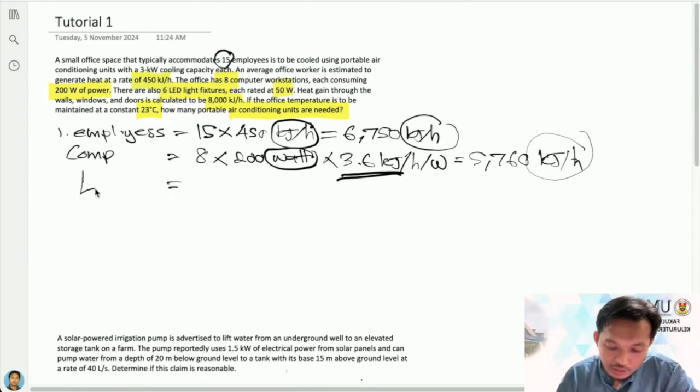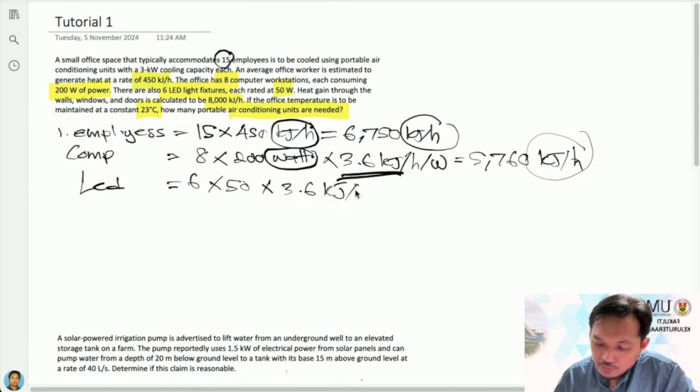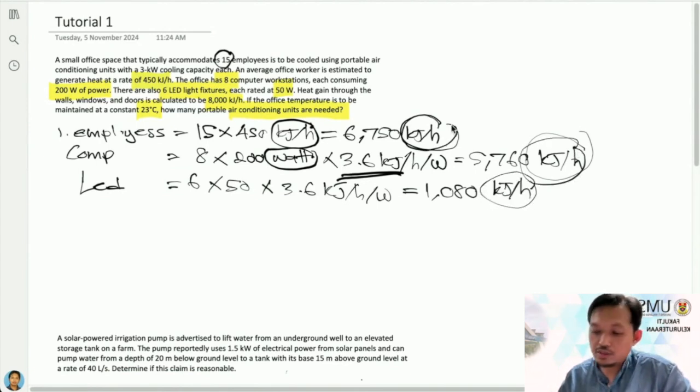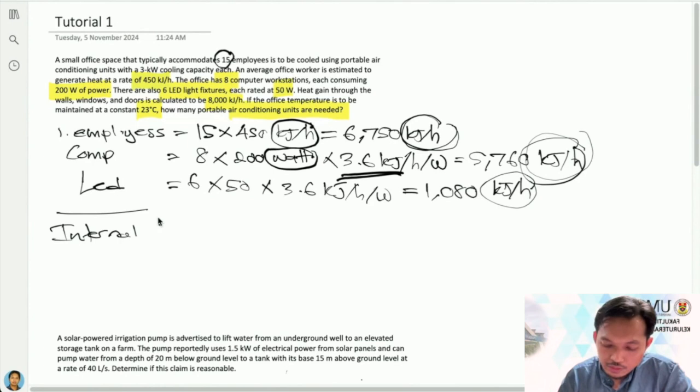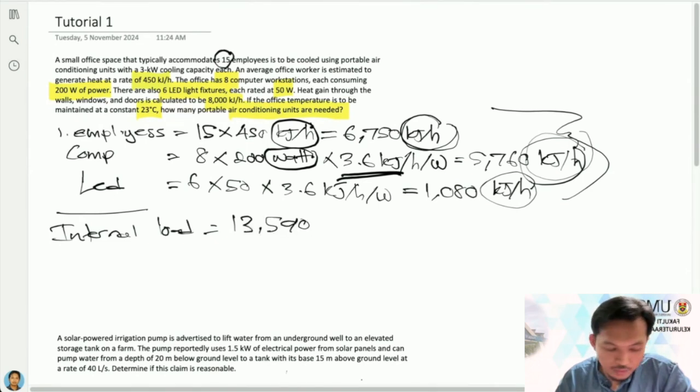Next, you also have the LED fixtures. We have 6, each 50 watt, times 3.6 kilojoule per hour per watt, which equals 1,080 kilojoule per hour. You need to make sure the unit is the same for each of them. So for the internal load, you total up all these three, and you should get 13,590 kilojoule per hour. That is for the internal load only.